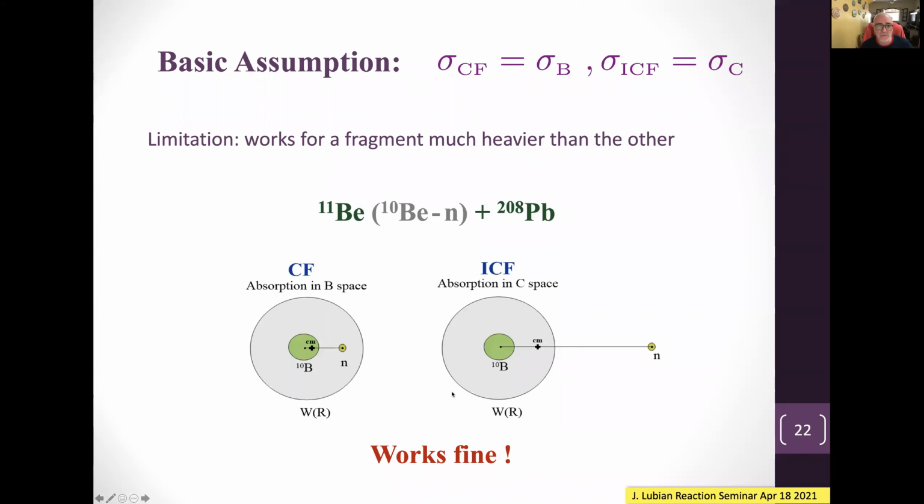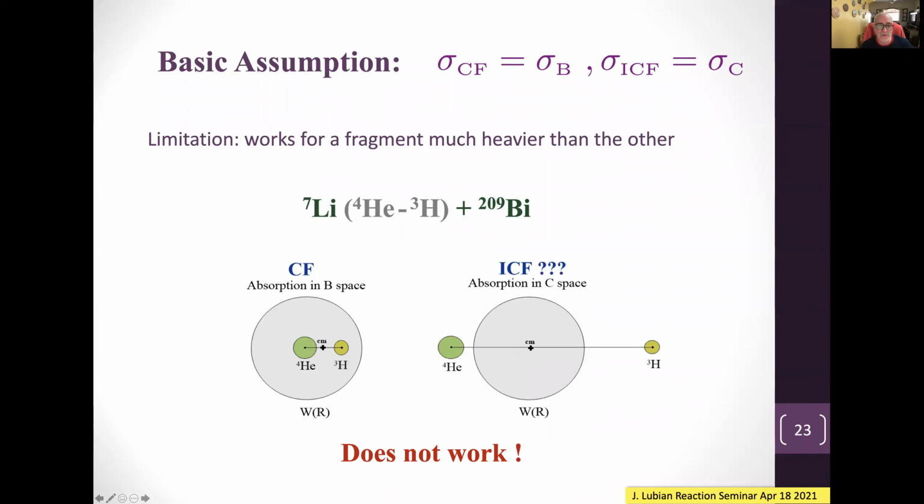But if you use, for instance, lithium-7, that is one of the cases we are studying, exactly this reaction, lithium-7 plus bismuth-209 was the first one we studied. In this case, the two fragments have about the same masses. So if they are in a bound state and you absorb the center of mass, you absorb both fragments, that's right. But when they are in the continuum, you can absorb the center of mass, but you may not absorb either of these fragments. So in this case, this method does not work at all.